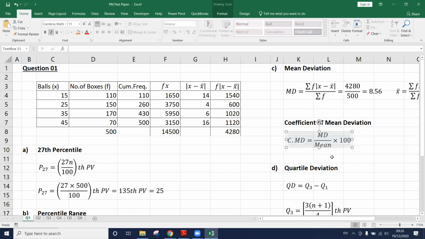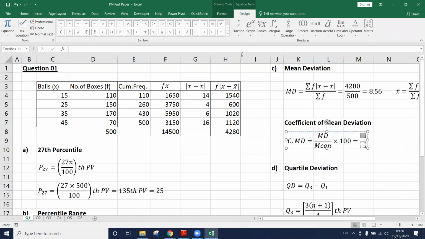Now it is easy. We know the mean deviation value, which we have found: 8.56. Over the mean, and the mean value is 29. Nothing new we need to find, just into 100. So what should be the coefficient of mean deviation? 8.56 over 29 into 100 is 29.51. That is the coefficient of mean deviation.